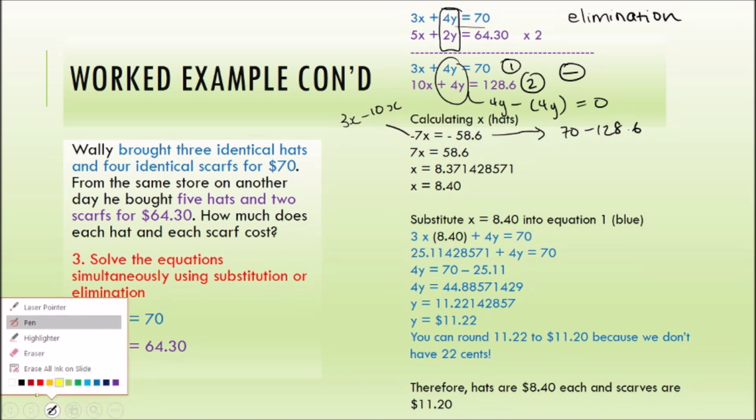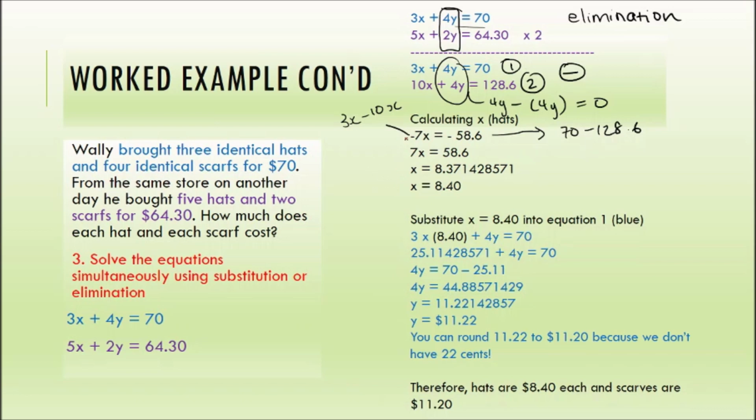I'll use a darker color for that. So we divide both sides by negative 1, because we want to get rid of the negative, which cancels out the negatives on both sides. So now 7x equals 58.6, and I've just used a calculator to solve what that is. So how do I get rid of 7? Divide both sides by 7, and I've got that on the calculator. Now I've just rounded it to 2 decimal places.